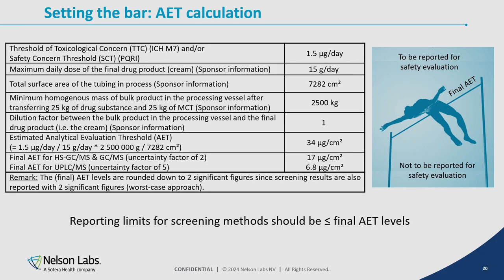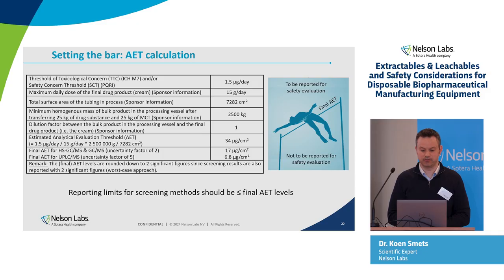Also for this project, an analytical evaluation threshold was calculated in the same way, using the safety concern threshold, the maximum daily dose, the information on the process, the maximum weight or minimum weight that is collected after the materials have passed through the hose, and the surface area of the hose. We ended up at an estimated AET of 34 micrograms per centimeter, and we took into account our uncertainty factors for the final AET levels.